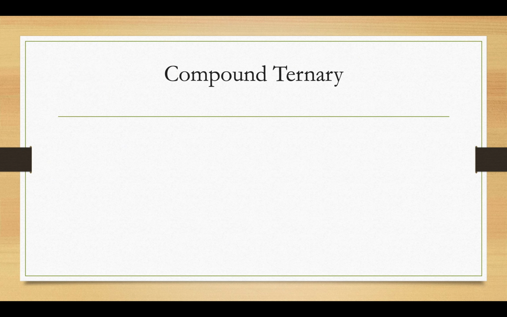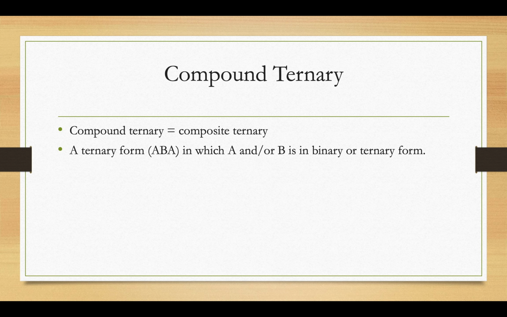Now, with all of that in mind, let's talk about compound ternary. Compound ternary, which is sometimes called composite ternary, is a ternary form in which the A and or B sections are in binary or ternary form. Typically, both the A and the B sections would be in one of those two forms.